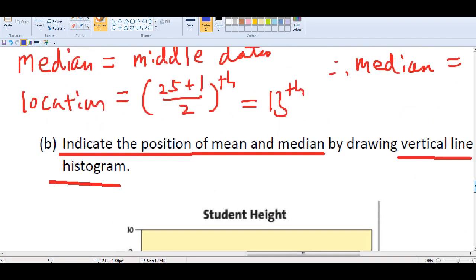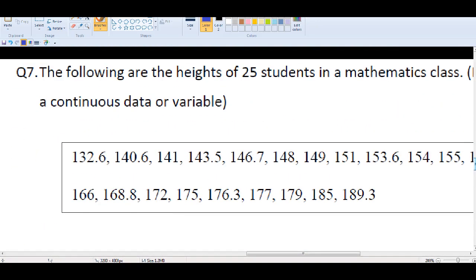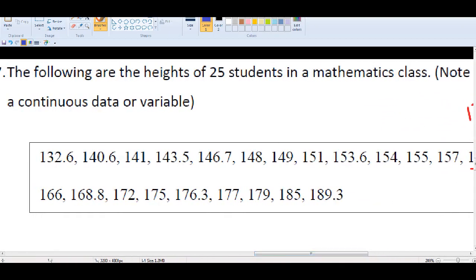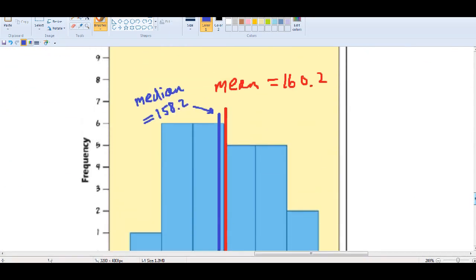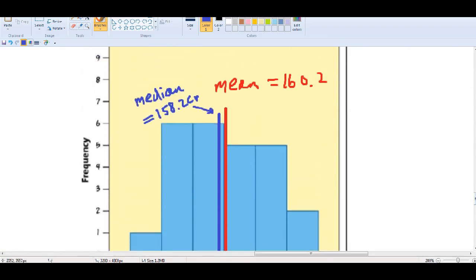Alright, and these are the heights. So possibly we need to write the units. That height should be cm. Alright, so sorry about that. I need to write the units as well. That's it.